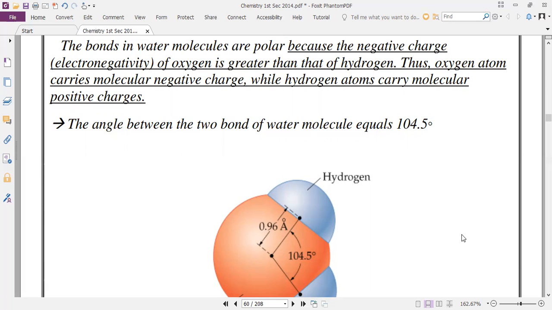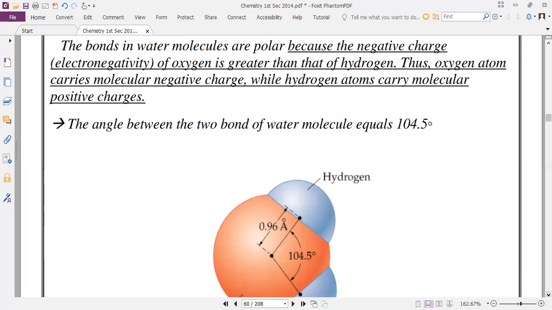So try to read why the bonds in water molecules are polar. Because the electronegativity of oxygen is greater than that of hydrogen. Thus, the oxygen atom carries a partial negative charge, while the hydrogen atom carries a partial positive charge.